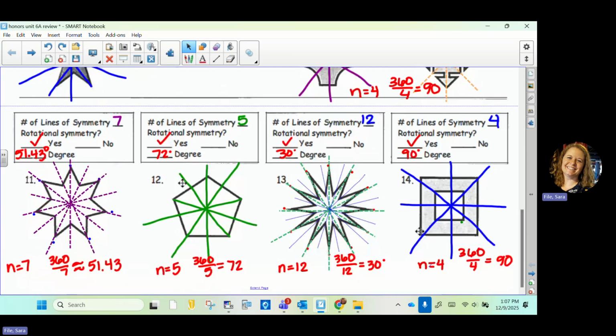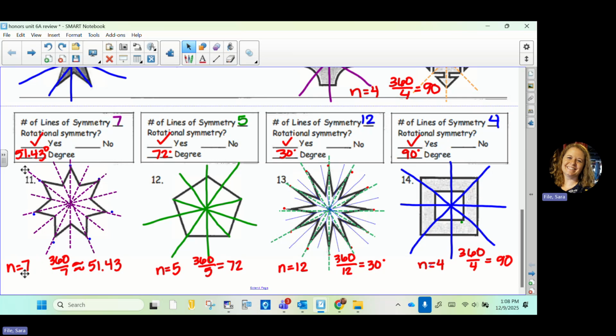All right, so on these, you're looking for how many lines of symmetry they have, so all of these had reflectional symmetry. You want to know how many different lines it could be folded over and be symmetrical. Okay, so in this case, this was a 7-pointed star, and so there were 7 lines of symmetry. And that also meant, because this was the same all the way around, it was regular, if you will, the order of rotational symmetry was 7.